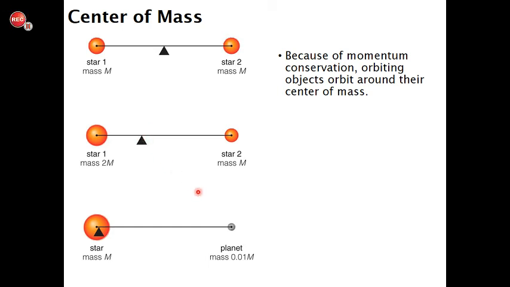But when we talk about a star and a planet, the star is so much more massive that the point that the star orbits is inside of the star. So it looks like the planet moves and the star doesn't. But both objects orbit a common center of mass.